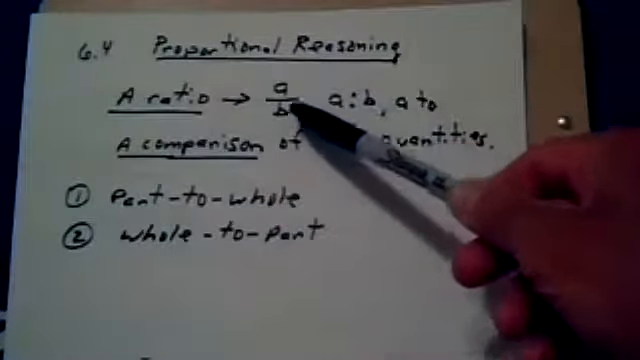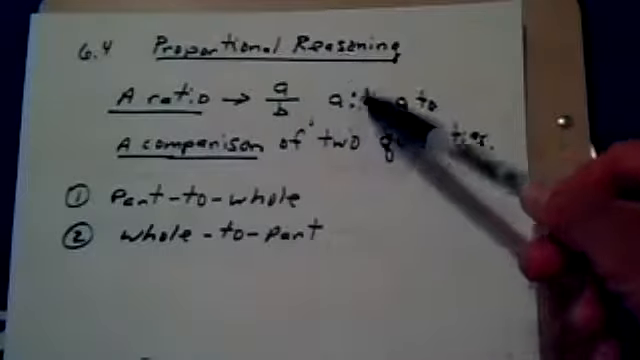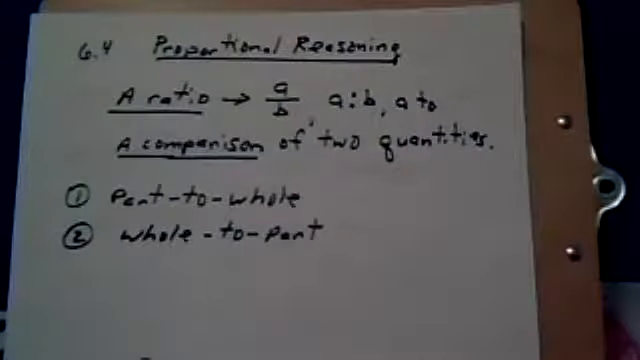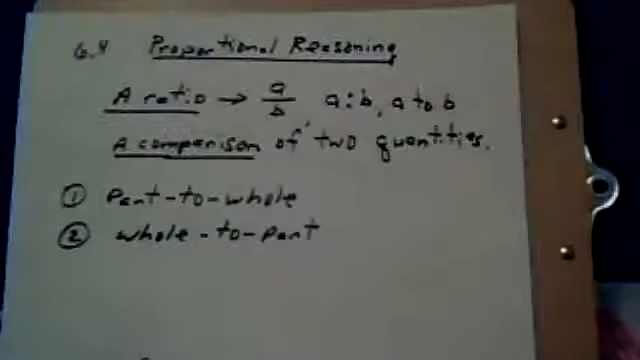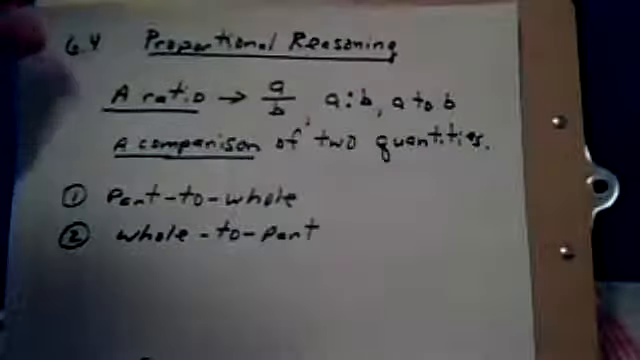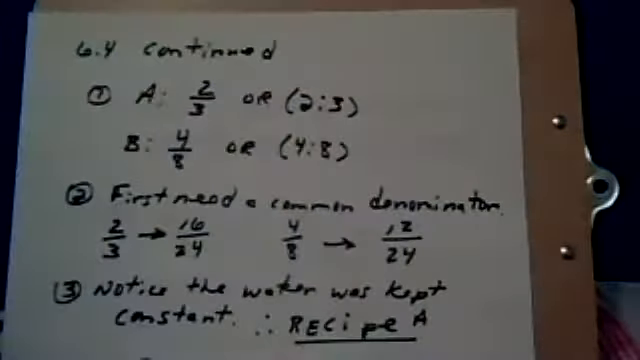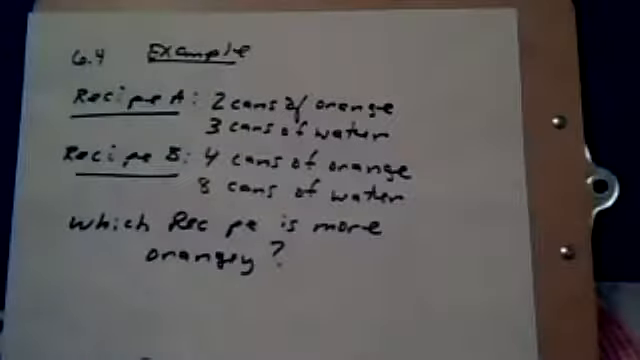A over B, A colon B, or A to B. A comparison of two quantities. You could compare the part to the whole or the whole to the part. For example, we have a recipe where we have 2 cans of orange juice to 3 cans of water.